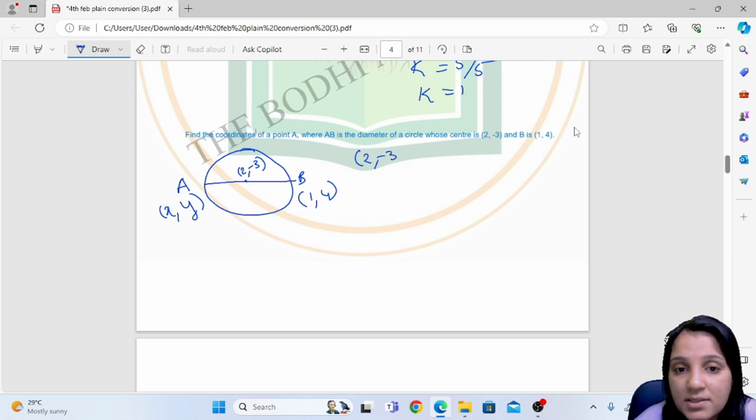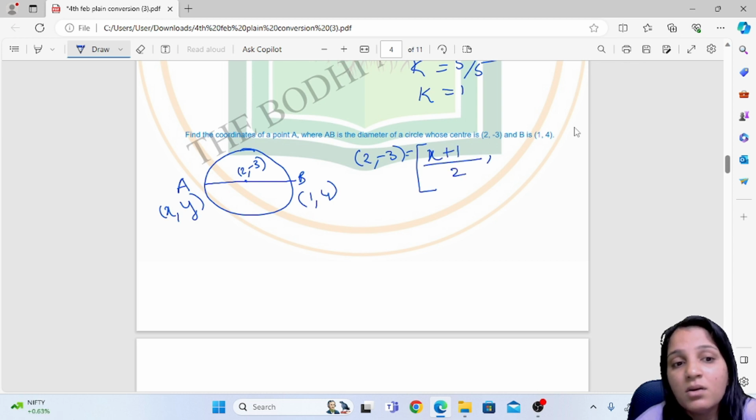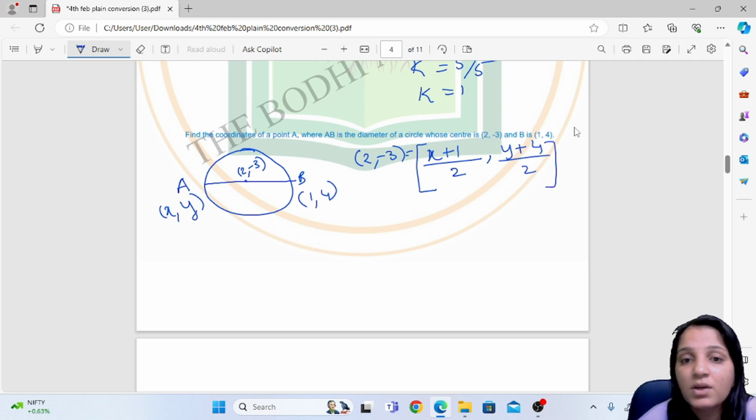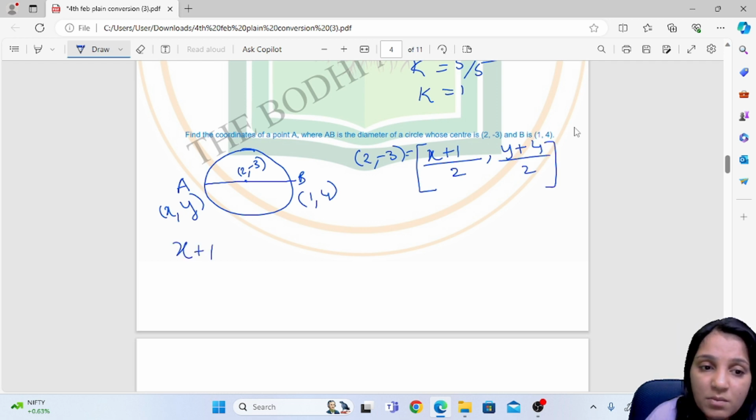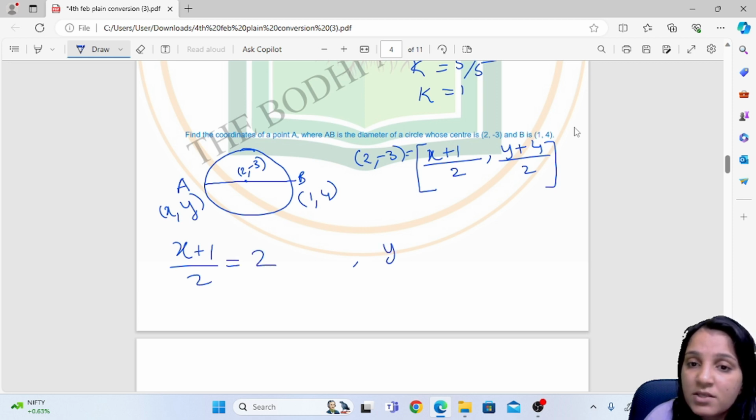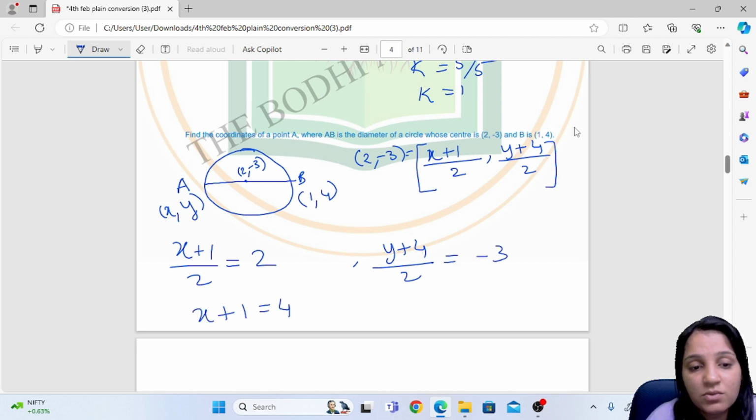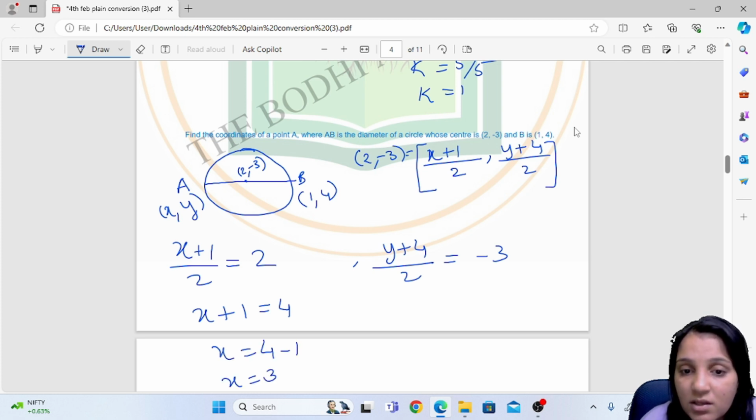2 comma minus 3 is equal to (x plus 1) upon 2 comma (y plus 4) upon 2. So x plus 1 upon 2 is equal to 2, and y plus 4 upon 2 is equal to minus 3. Now cross multiply: x plus 1 is equal to 4, x is equal to 4 minus 1, x is equal to 3.